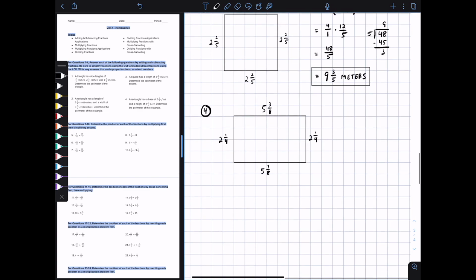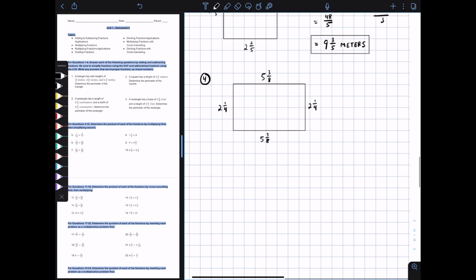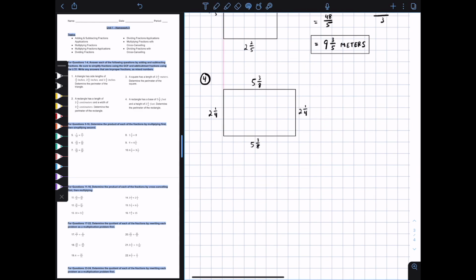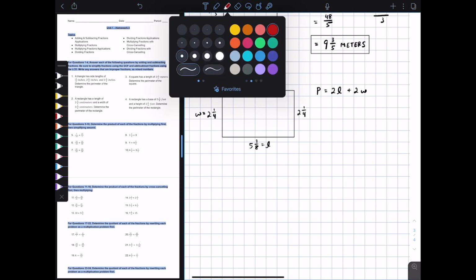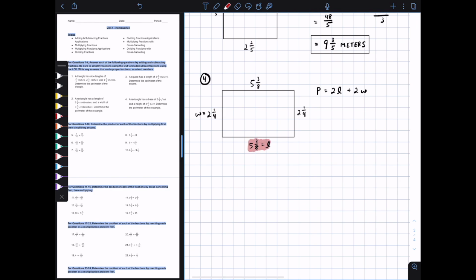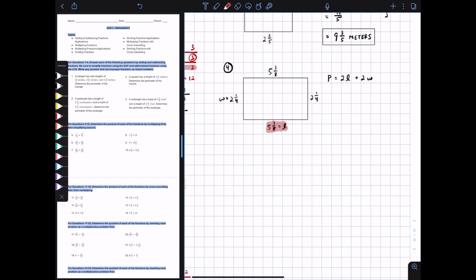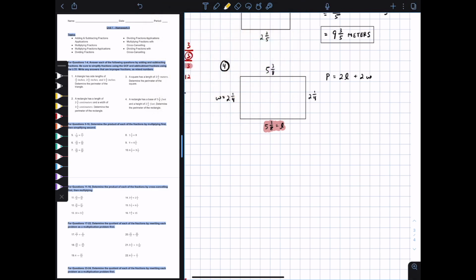And we're going to see if we can find the perimeter of this rectangle. I'm going to move this over a little bit so I can put the work to the right. To find the perimeter, again, we have 2 of the lengths plus 2 of the widths. This will be my length, and this will be my width. Let's call this the length, and the width we'll call 2 1/4.